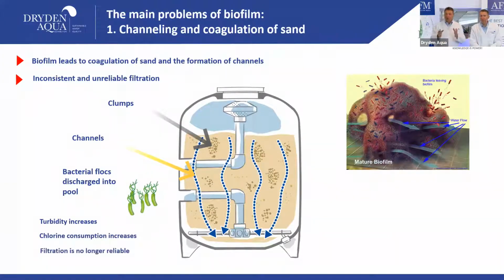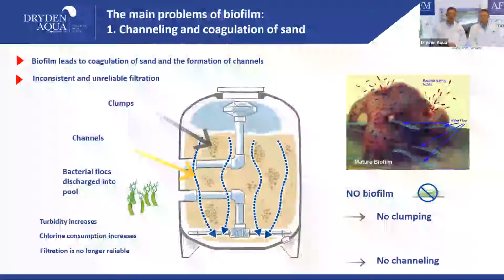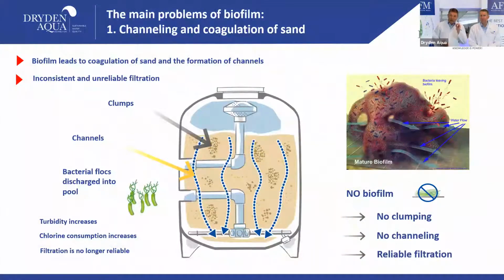But also crypto. Even if you have flocculation, the moment you have a channeled filter bed, it will go through, and then you have a crypto problem. So it's really important that you have a bioresistant filter media and you have no clumping and no channeling. Only then do you have a reliable filtration. Yep. Well done. Very important.